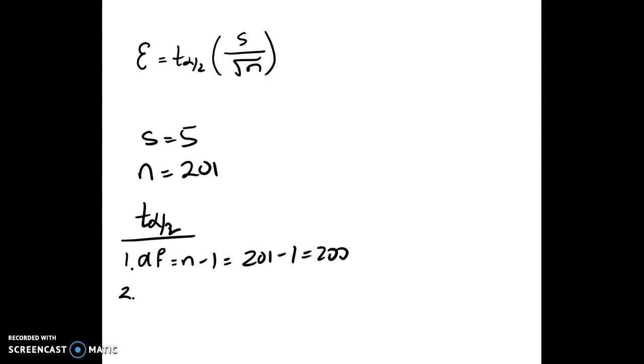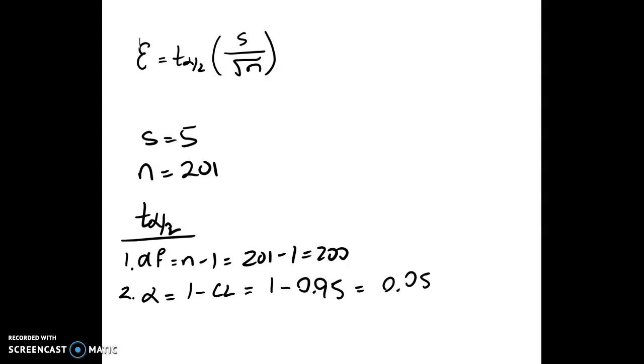And number two, I need what alpha is, and that is 1 minus the confidence level. So 1 minus 0.95, because they said they want us to use a 95% confidence level. So that is 0.05. Remember, alpha is 2 tails.